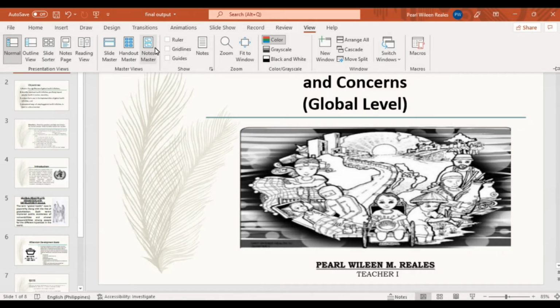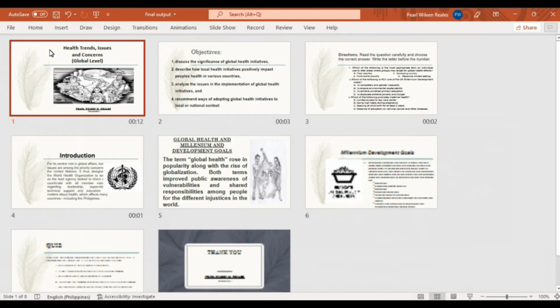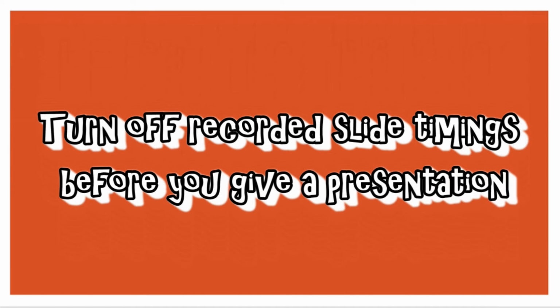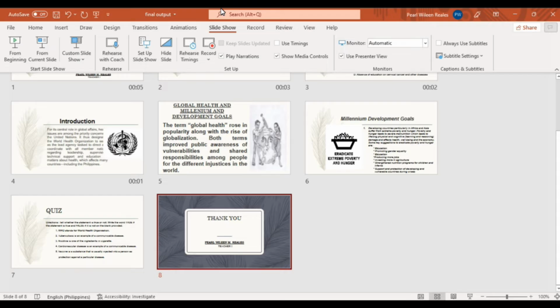Select View, then Slide Sorter. The amount of time allotted to a slide is shown at the bottom right of the slide. Turn off recorded slide timings before you give a presentation. To prevent slides from automatically advancing, use the recorded slide timings as follows.